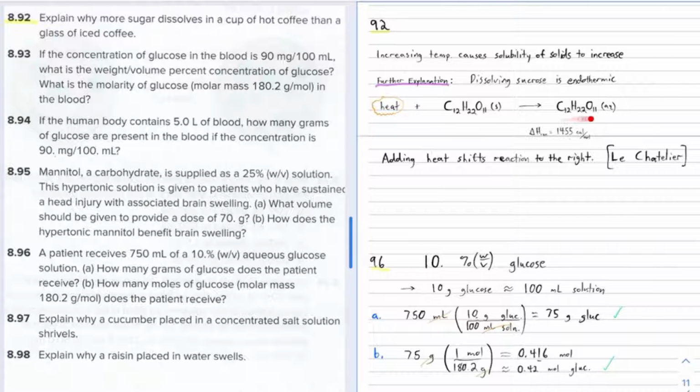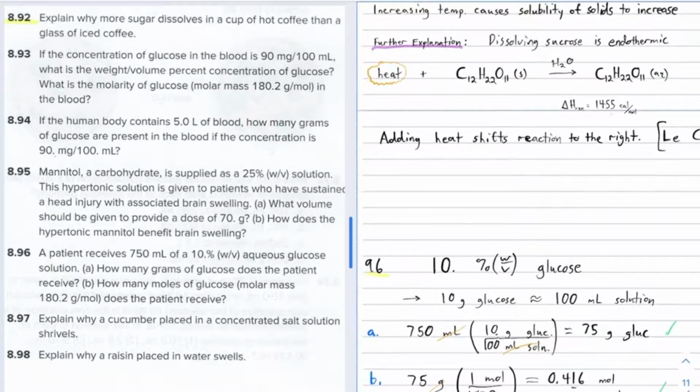And you can write the chemical equation like this. You take a little bit of energy, some heat, and some solid sucrose, and then you put a little bit of water in there. Let's write that up here. A little bit of water, and then you get aqueous sucrose. So it turns out the enthalpy of reaction is 1,455 calories per mole. So it's quite endothermic.